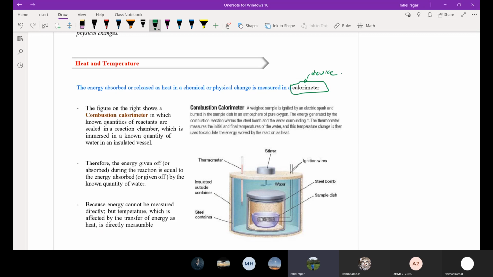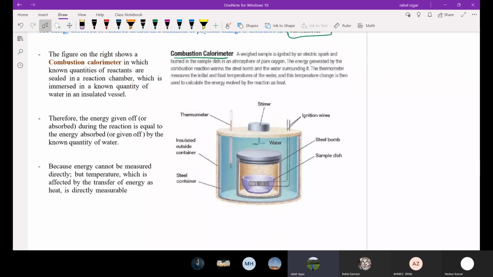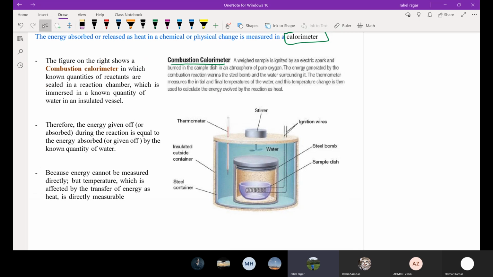One of the types of calorimeter is the combustion calorimeter. The figure on the right shows a combustion calorimeter in which known quantities of reactants are sealed in a reaction chamber, which is immersed in a known quantity of water in an insulated vessel. This is actually not very important. Questions might not be asked directly from this part, but it's better to understand what a calorimeter is and how a combustion calorimeter works.